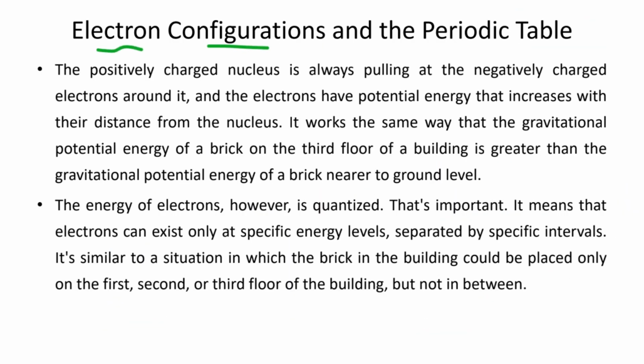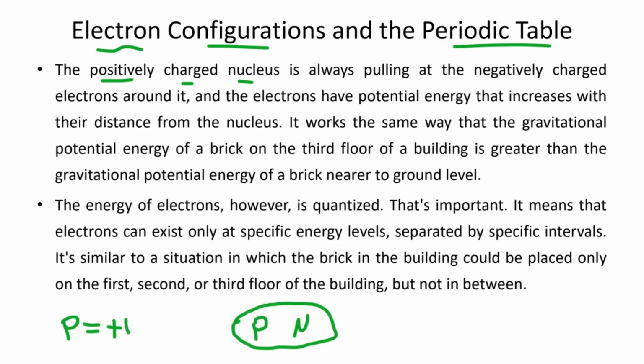Electron configurations and the periodic table. Again, this topic we are going to study in more depth later. The positively charged nucleus, and the nucleus actually is positively charged. Why is that? If we assume that this is a nucleus, the nucleus actually contains 2 different parts. The first one is called protons, and the second one is called neutrons. The protons are positively charged, while the neutrons have no charge, which is neutral.